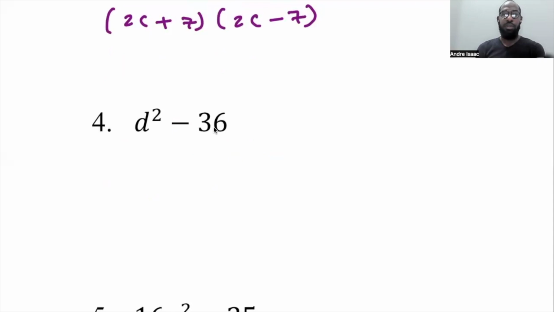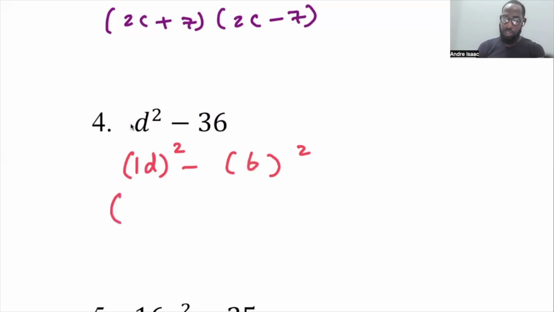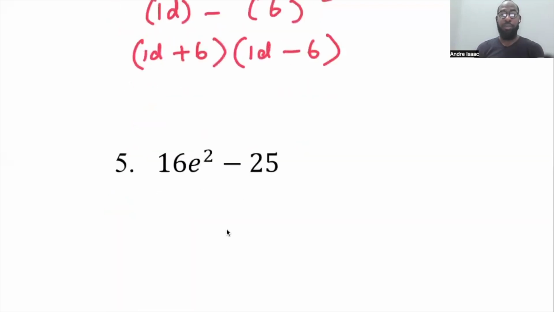Two terms, variable with the power of 2, and the negative term is second. Squared, squared. The square root of 1 is understood to have a 1 in front of the d. The square root of 1 is 1. You put back the d, square root of 36 is 6. We go to your answer one time.